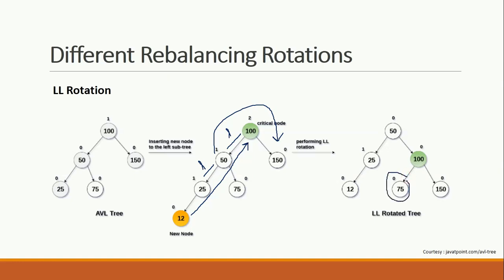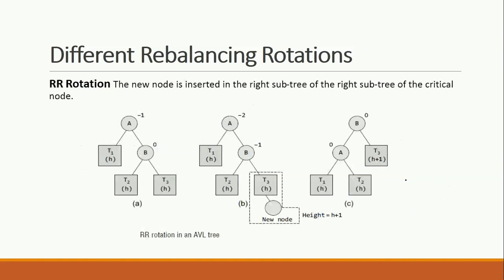In this way you can do the LL rotation. Okay. Now we'll again see the RR rotation, how we can perform an RR rotation. See, this is the tree we have. It is a balanced tree. How? See, the height is h here. The height is h here.